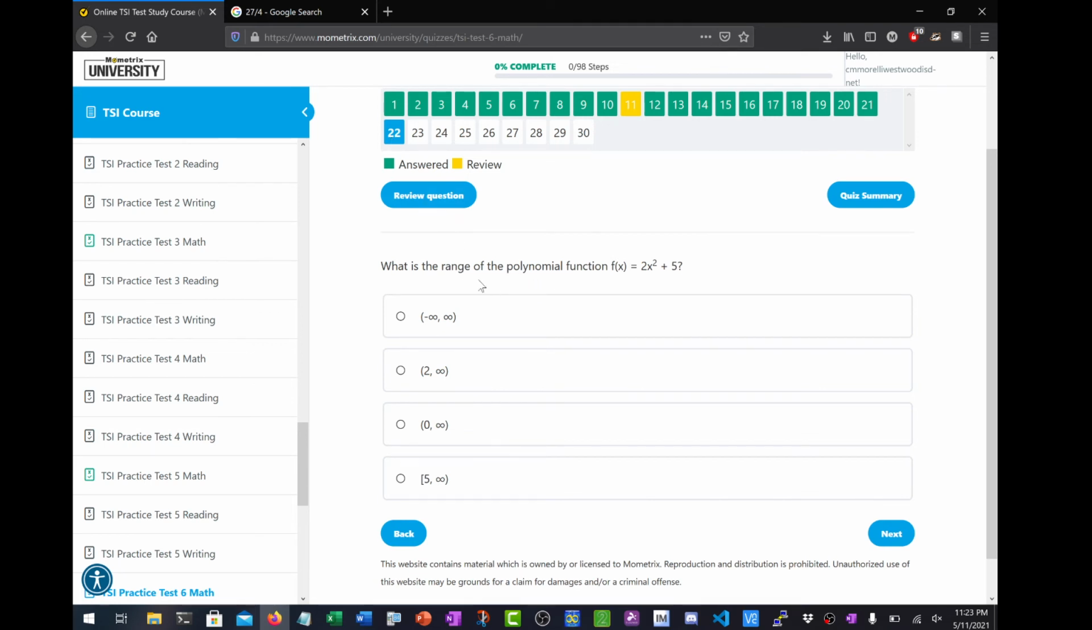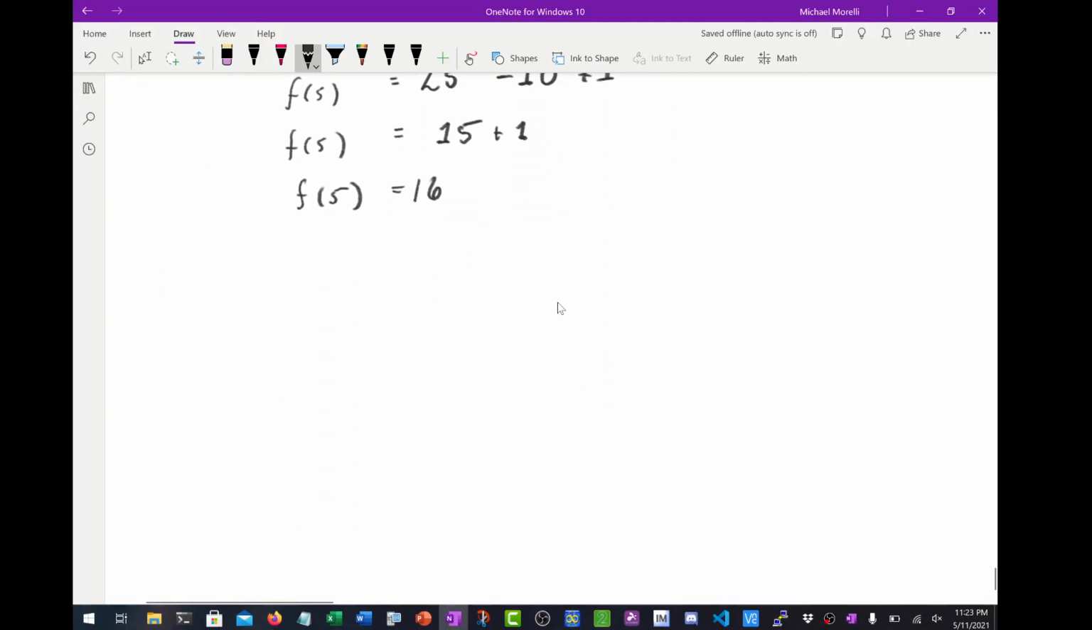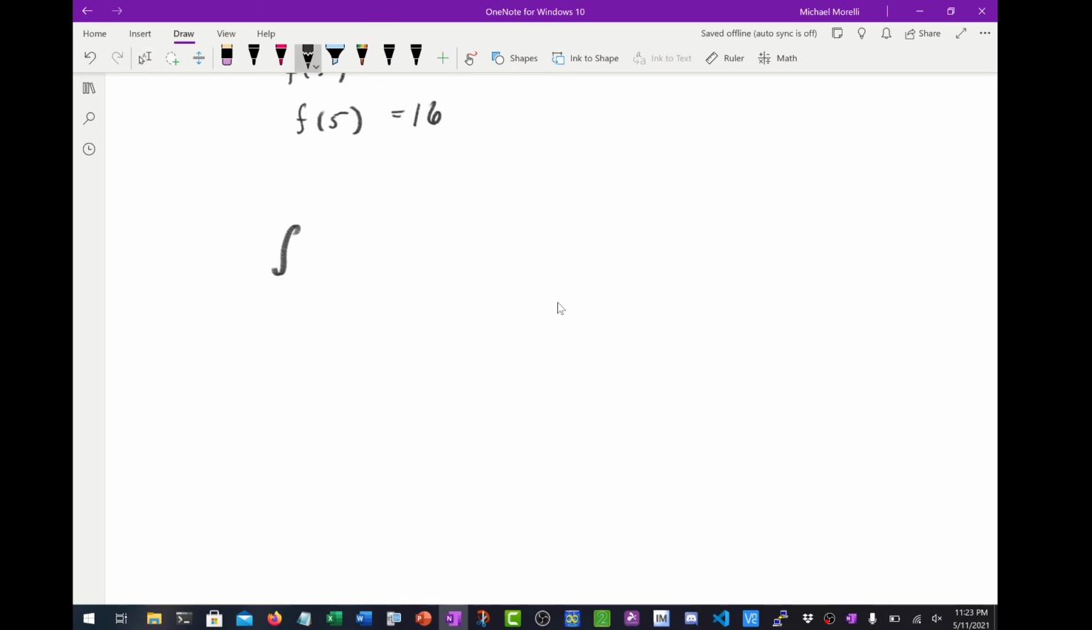Now here it's asking us for the range. In the last problem, we were asked for the domain. The domain's easy. If it's quadratic, it's all real numbers. But range is different. Range requires some work. So f of x equals 2x squared plus 5. Okay, so we're going to go here and write f of x equals 2x squared plus 5.